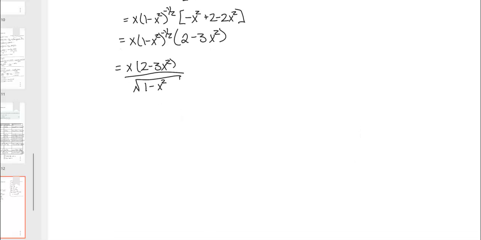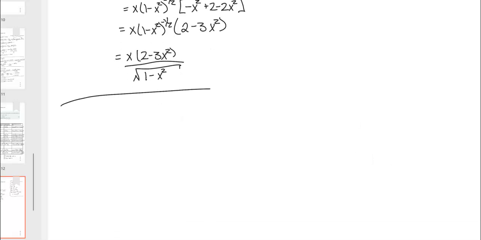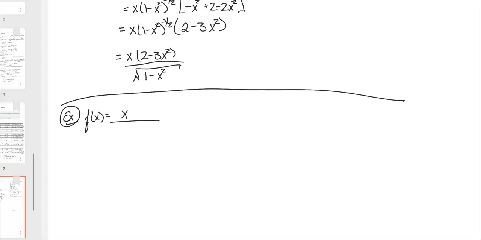Okay, let's do one more. But you can see how we're using that 5-step process there. Let's say we have f of x is equal to x over the cube root of x squared plus 4. So I'm going to start by thinking about that denominator as x squared plus 4 to the 1/3. This is going to be a quotient rule.